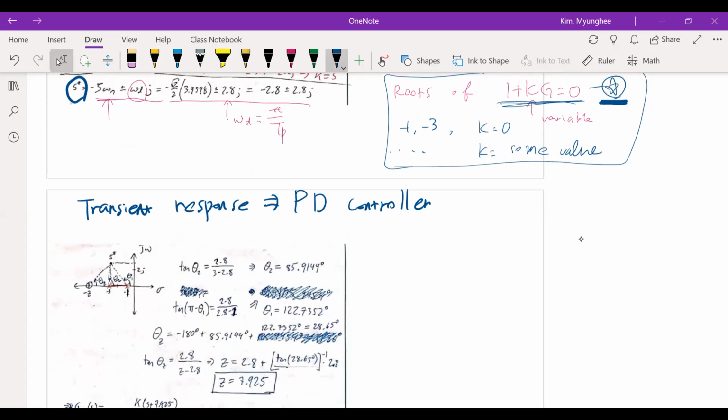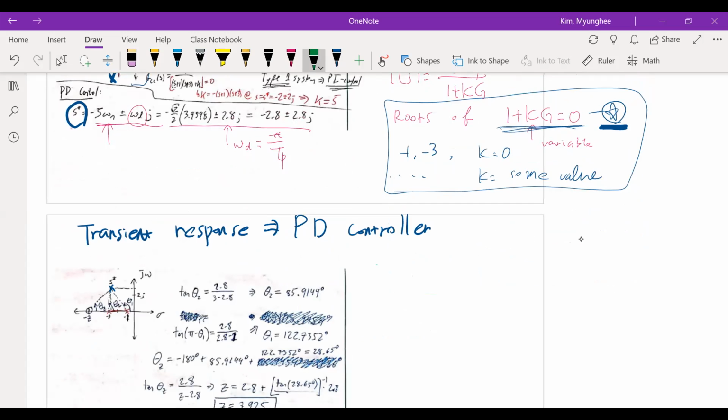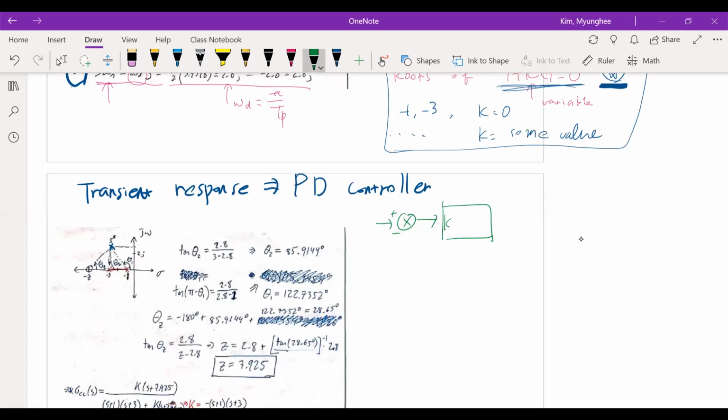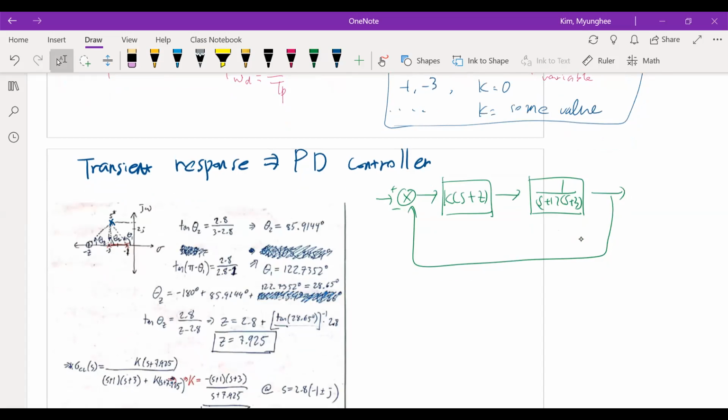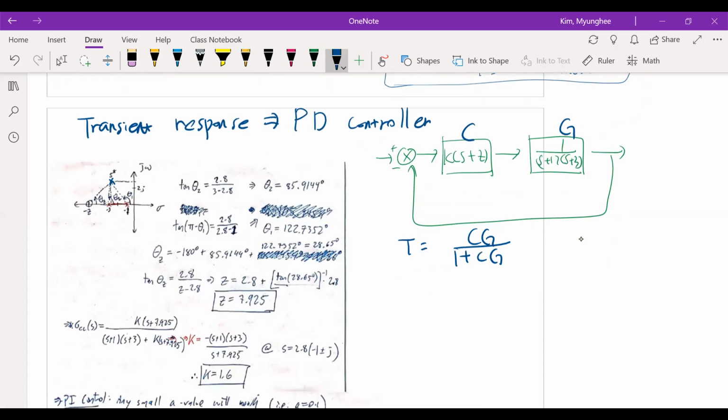And so that is here. And this is the solution. So now you have a new controller. So now your controller will look like K(s plus z) for the PD controller. And then you have (s plus 1)(s plus 3), and something like this. Let's say this is C, this is G, and then your closed loop transfer function is this. And now you want to find the solution of 1 plus CG equals 0.